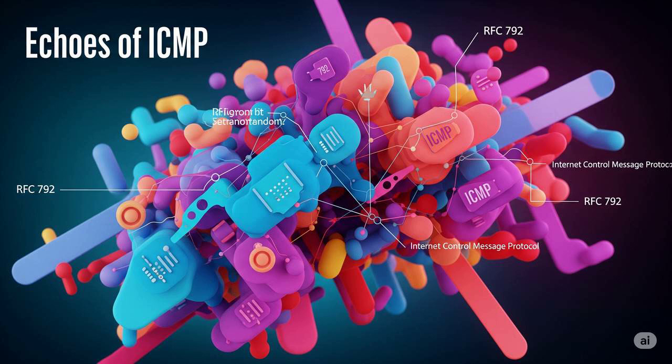And code 4 is interesting. Remind me, that was the fragmentation one. Right. Code 4: fragmentation needed and don't fragment was set. Your packet was too big for a part of the network path, but you told the network, do not fragment this packet. So the gateway had to drop it. It might send back this type 3 code 4 message. This is directly tied to path MTU discovery issues people sometimes run into. MTU, maximum transmission unit. Got it. And like other errors, it includes the original header and data snippet. Yep. Original IP header plus 64 bits of data. Essential context.